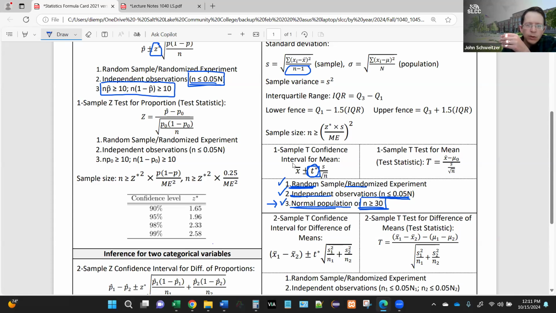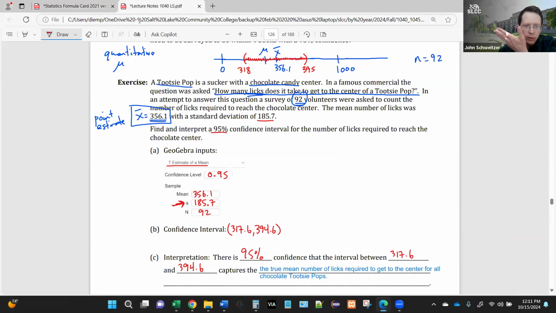Okay, so those are the 3 things you have to check for this chapter when you're doing confidence intervals or hypothesis testing. Okay, so let's check those. And so those will be on your formula card, right? So, on your third exam, bring that formula card with you, or screenshots, or write down certain parts of it. Just have those 3 with you, and you don't have to memorize it.